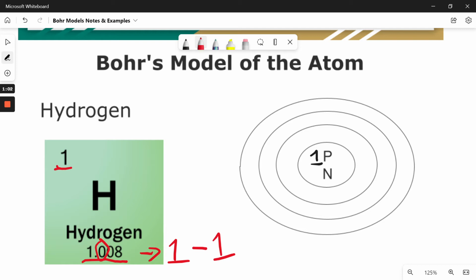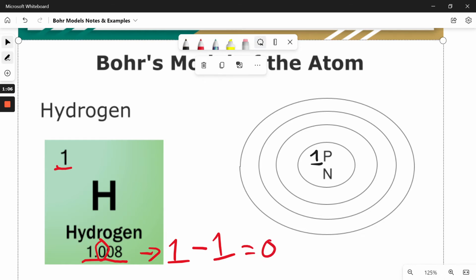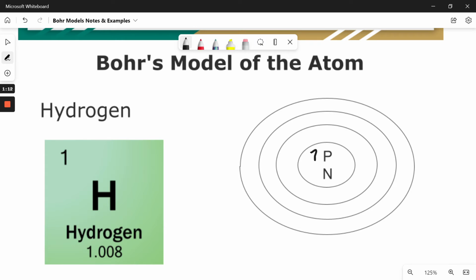We got 1 minus 1, going to give us 0. So this actually has 0 neutrons. Whoops. Well, I erased that. Not sure how, but we're going to go ahead and write it in, 1 and 0. Okay? So we have 1 proton, 0 neutrons, and that is all written in, drawn in here.